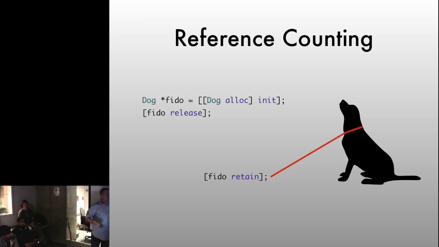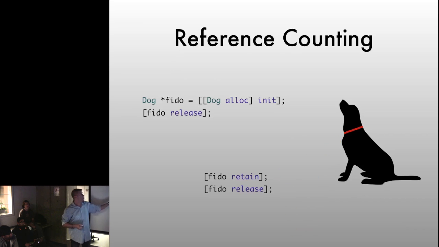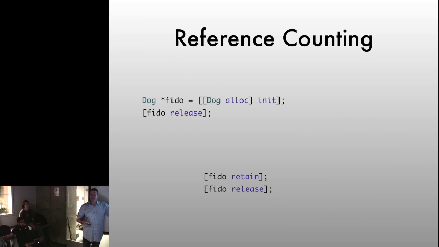We've got a leash here, and we release this leash. This leash stays on. We call it retain. Fido's not going anywhere, right? We called retain. It's not going anywhere until we call release. Call release, drop the leash, Fido goes away.